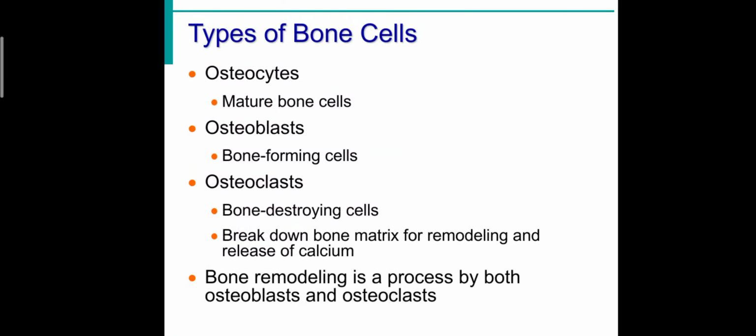Types of bone cells: osteocytes, mature bone cells; osteoblasts, bone forming cells; osteoclasts, bone destroying cells, break down bone matrix for remodeling and release of calcium. Bone remodeling is a process carried out by both osteoblasts and osteoclasts.